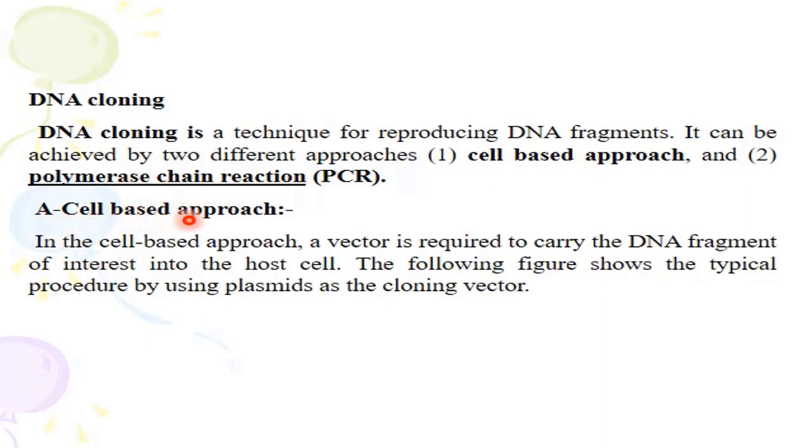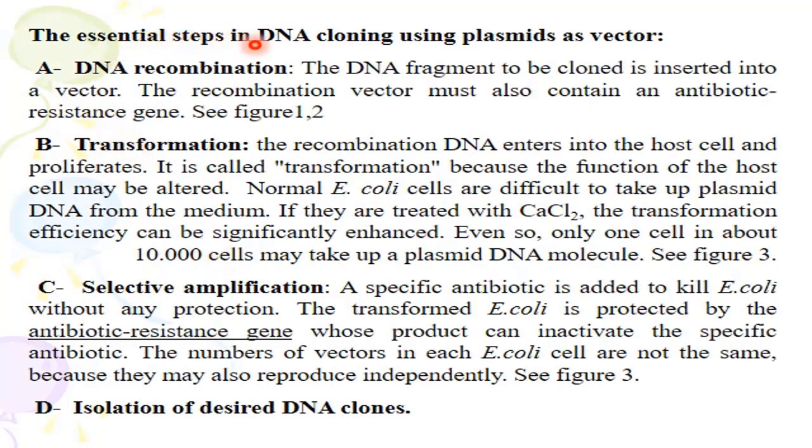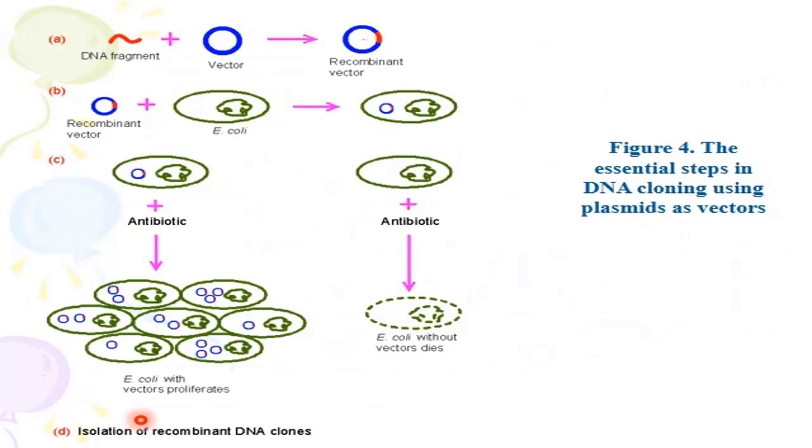First, the cell-based approach. In the cell-based approach, a vector is required to carry the DNA fragment of interest into the host cells. We have DNA fragments, and I need to reproduce this DNA fragment, but I need a vector to carry this fragment into the cells. Thus, we show here the four essential steps of gene cloning: DNA recombination, transformation, selective amplification, and isolation of desired DNA clones. I will talk about each one in detail.